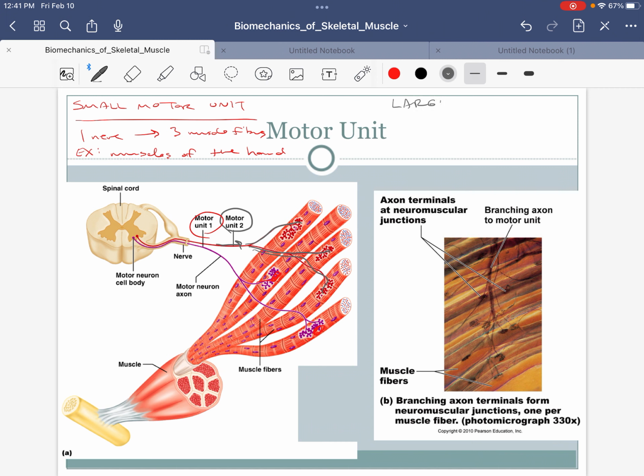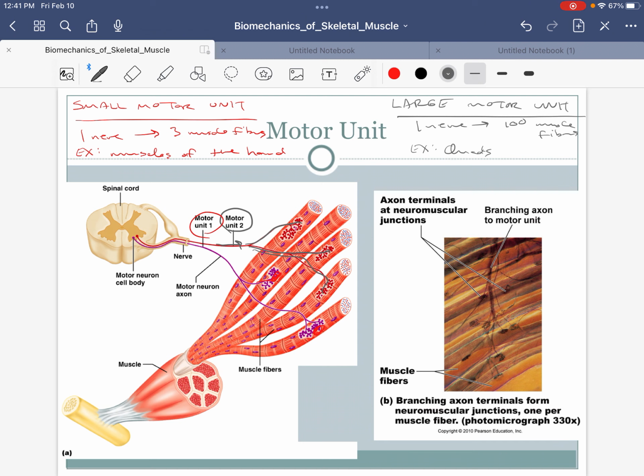On the other hand, an example of a large motor unit might be a big muscle group like your quads. In this case, we might have 1 nerve that supplies 100 muscle fibers or even 200. So the quads are a large muscle group where we don't need as much control. We contract the quads, it extends the leg. There's not much else to say about it. But here, the benefit is more overall strength.